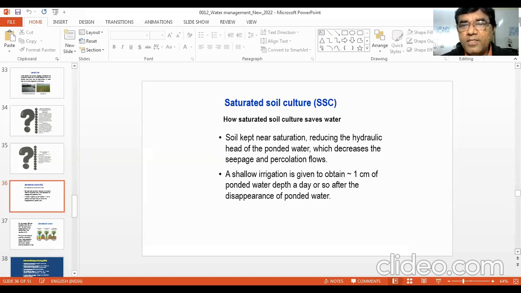A shallow irrigation is given to obtain 1 centimeter of ponded water depth, a day or so after the disappearance of ponded water. So in saturated soil culture, how do you manage the water? You apply such a quantity of water which maintains just 1 centimeter of water, and then it will disappear in 1 or 2 days. After the disappearance of this 1 centimeter layer of water, you apply the irrigation.